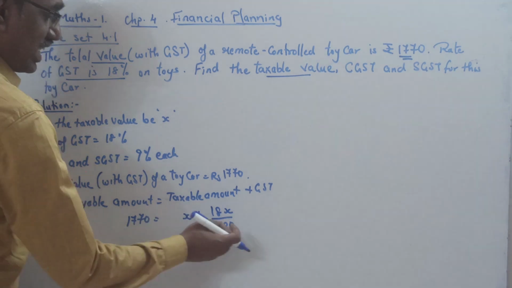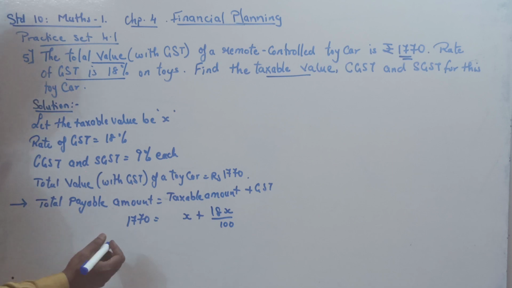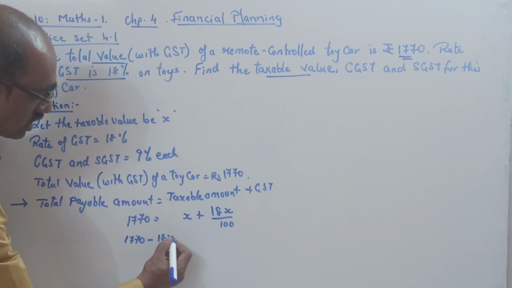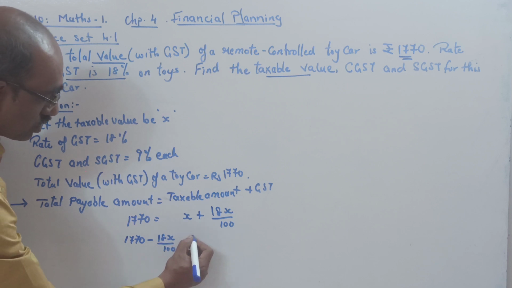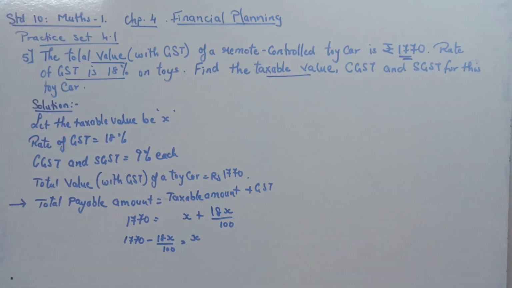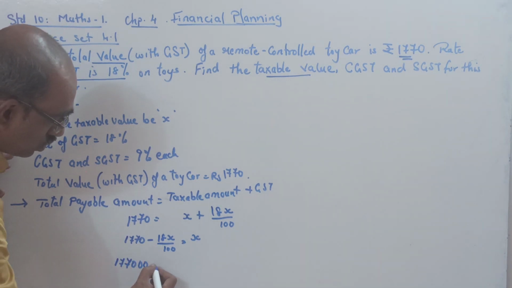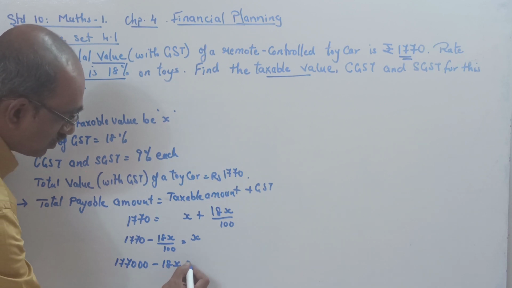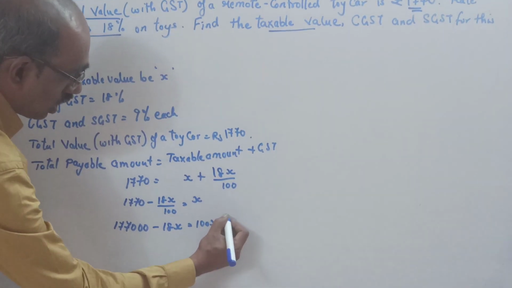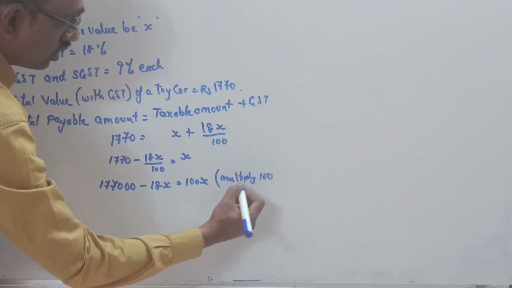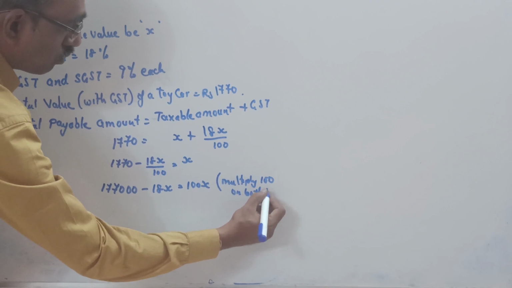You are going to bring this 18x upon 100 to the left hand side. So 1770 minus 18x upon 100 is equal to X. X will remain that side. Now we will multiply throughout by 100. Multiplying the equation by 100. So what will we get? 177000 minus 18x is equal to 100x. How did we get it? By multiplying 100 on both sides.